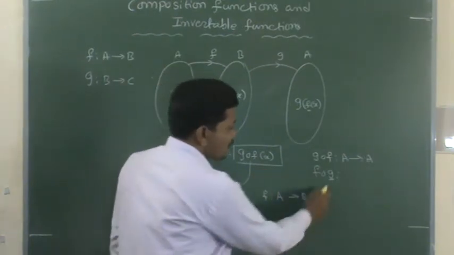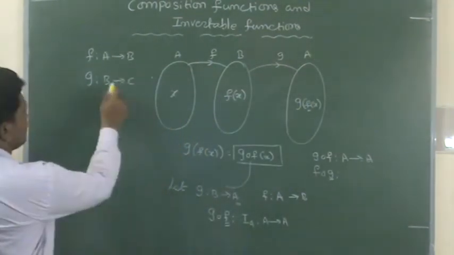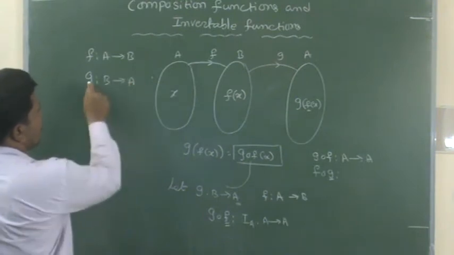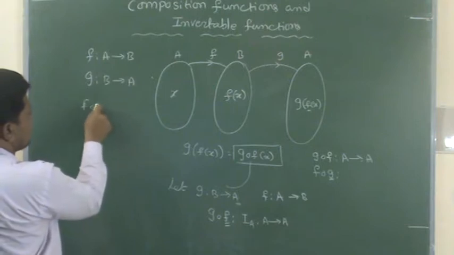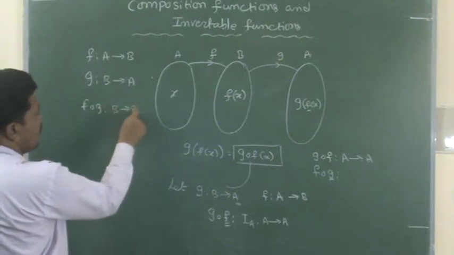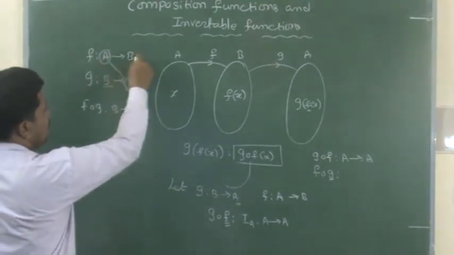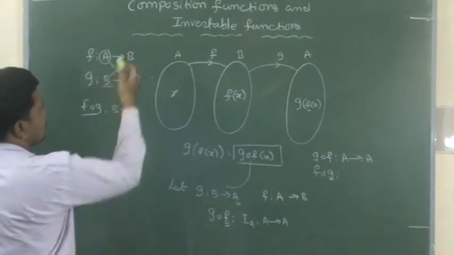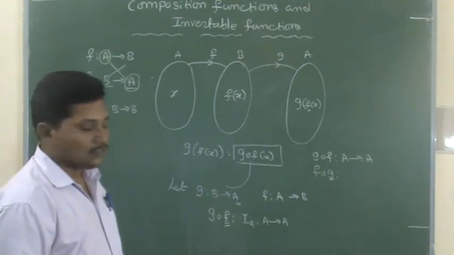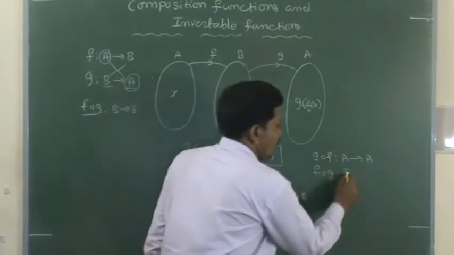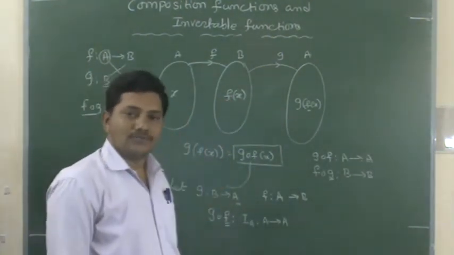Right? And now, what is g? g is mapping from B to A. Now, what is f? A to B. Now, f circle g is B to B. From here to here, now we get the composite function from this. It is nothing but a transitive property. This is the definition of composite function.